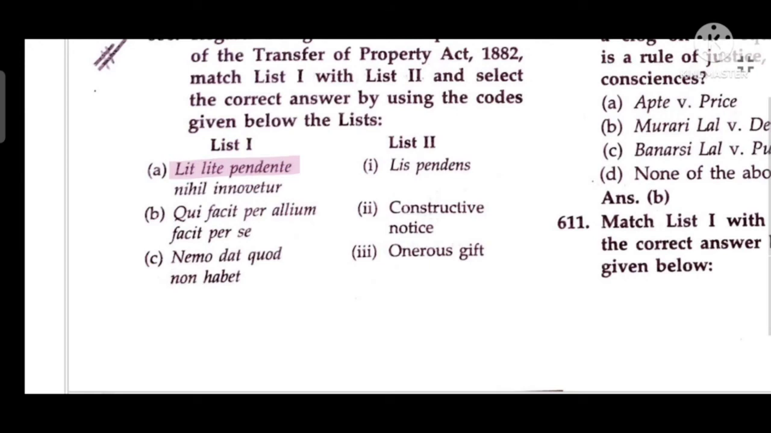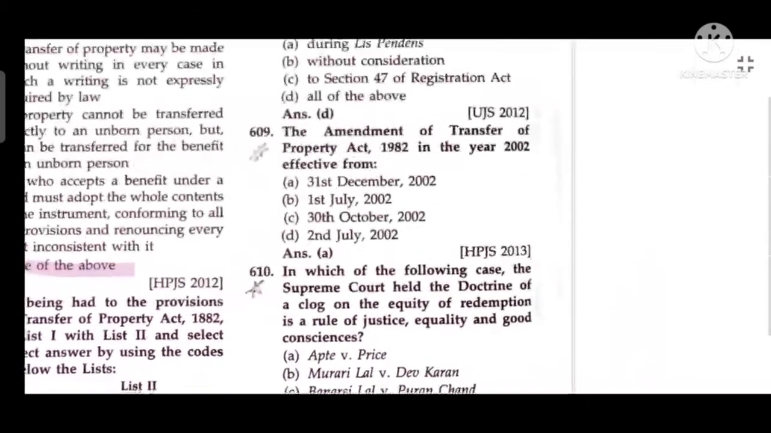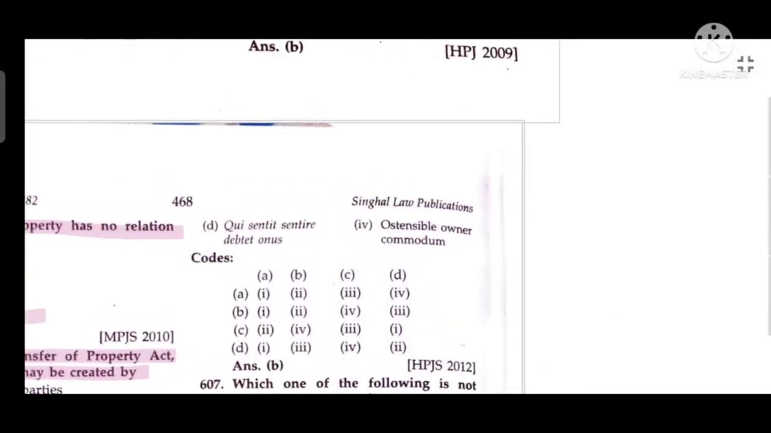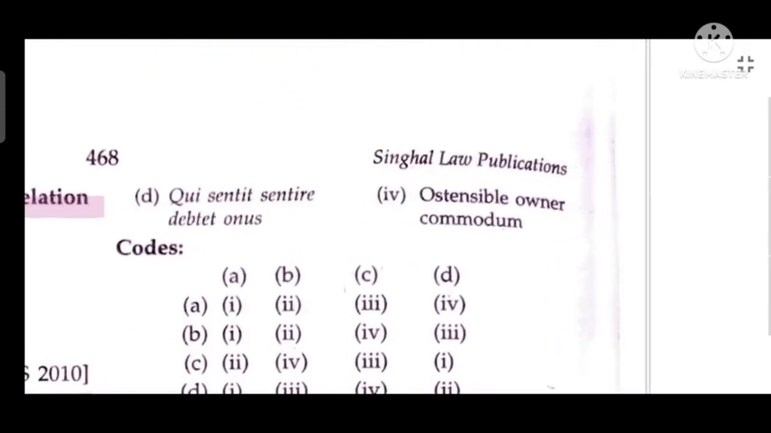Lis pendens, prima facie, per se, constructive notice, nemo dat quod non habet, doctrine of election, onerous gift, qui sentit onus sentire debet commodum, third constitutional owner, colloquium.